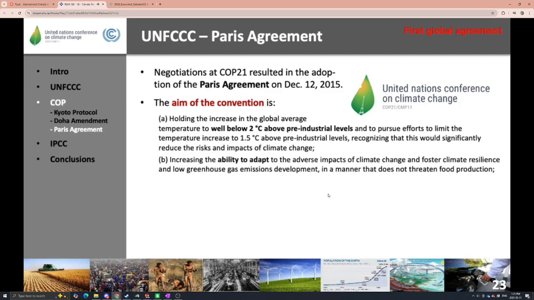The second goal is to increase the world's ability to adapt to the adverse effects of climate change and to foster resilience. These two points highlight the main approaches for dealing with climate change, which are mitigation and adaptation. So let's take a look at these two strategies in more detail.